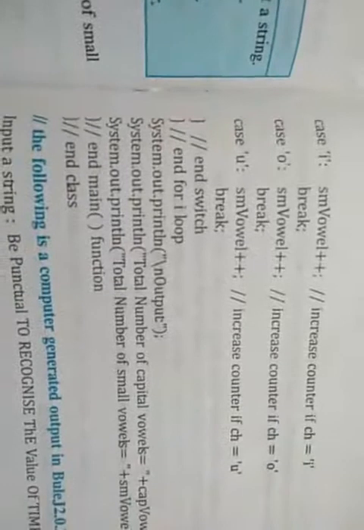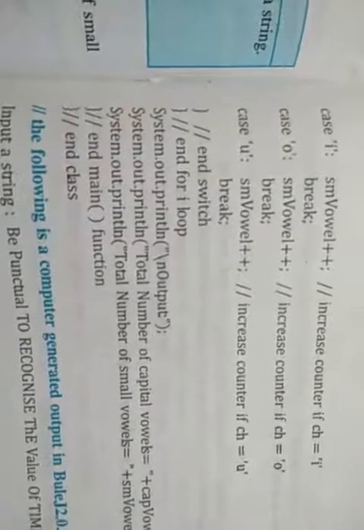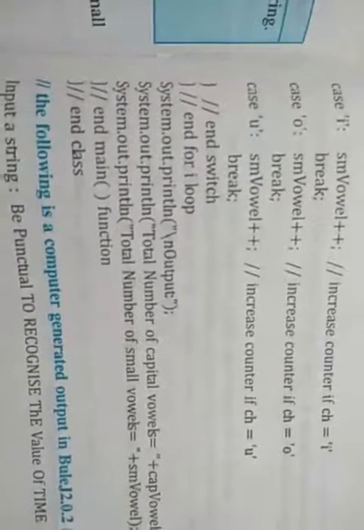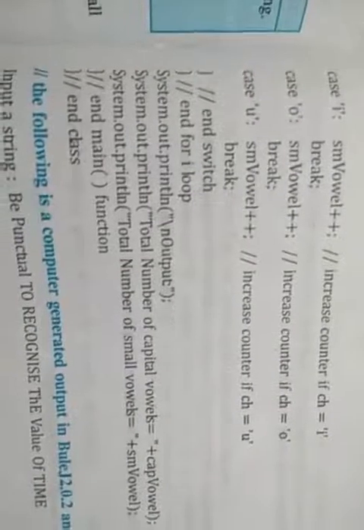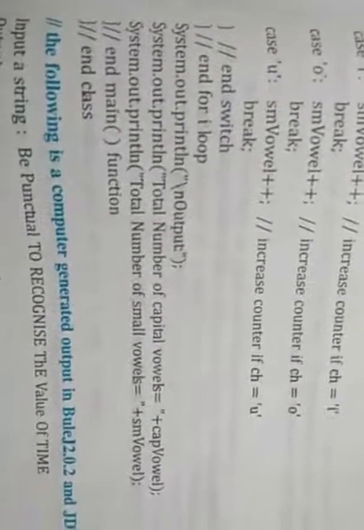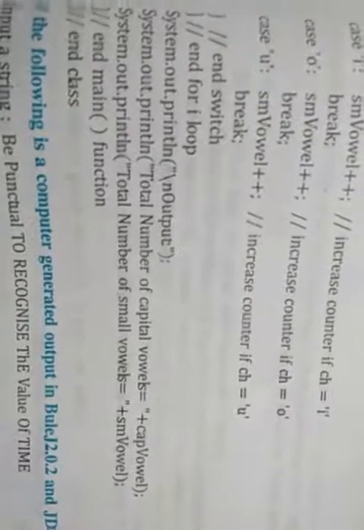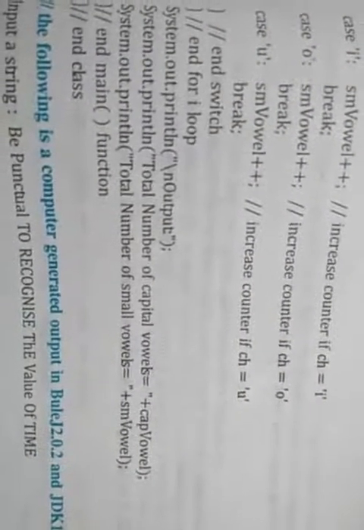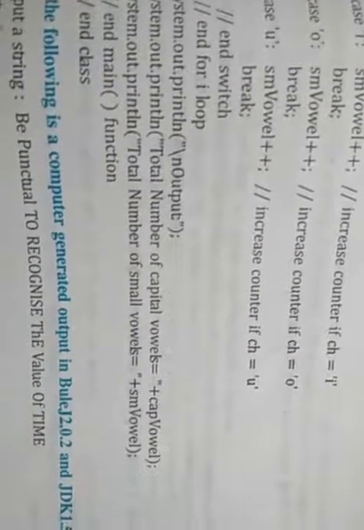When all the characters have been extracted, or when the string is terminated, it will come out of the loop, and after this we are printing total number of capital vowels equal to capital vowel, and total number of small vowels equal to SM vowels.